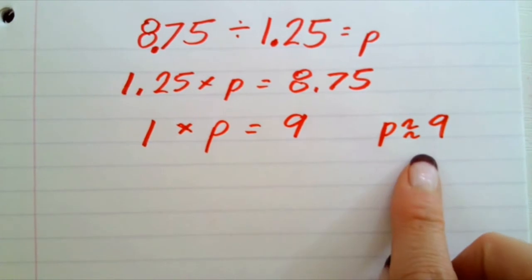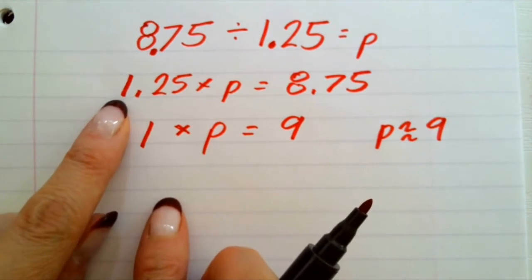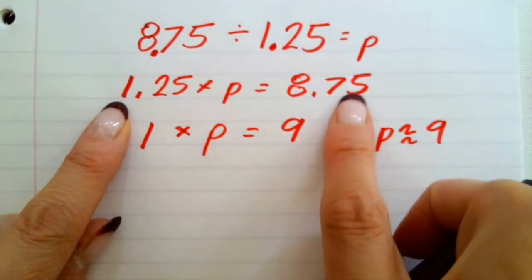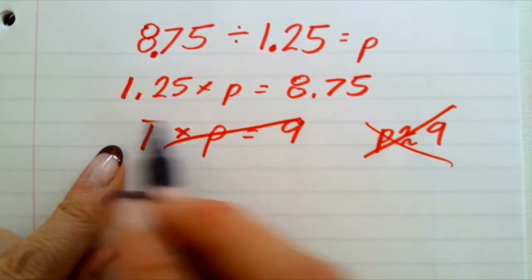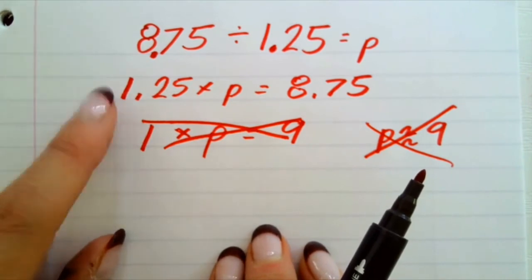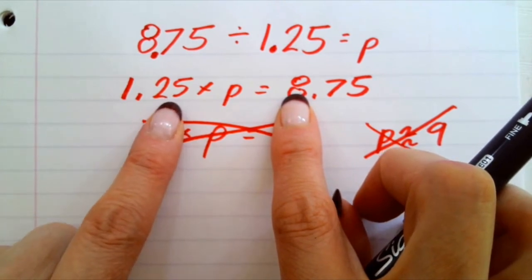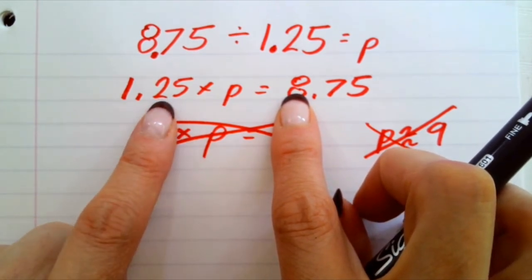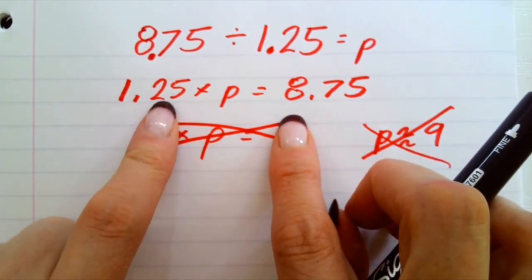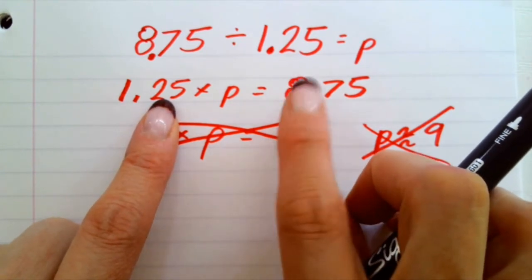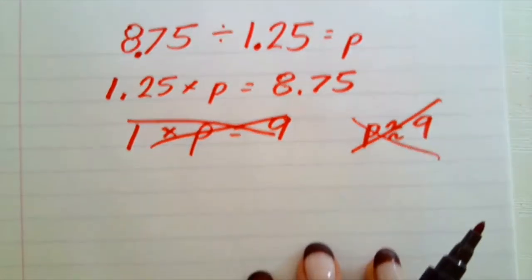1 times 9 is 9. I'm wondering if that's a little big, because if I multiply 1 by 9, I've already got more than 8.75. I've got 9. So 9's going to be too big. What about 8? If I multiply 1 by 8, I'll get 8. But what about 25 hundredths times 8? I know 4 times 25 hundredths is 1, so 8 times 25 hundredths would be 2. If I've already got 8, that'll give me 10. 8's too big too. Let's try 7.